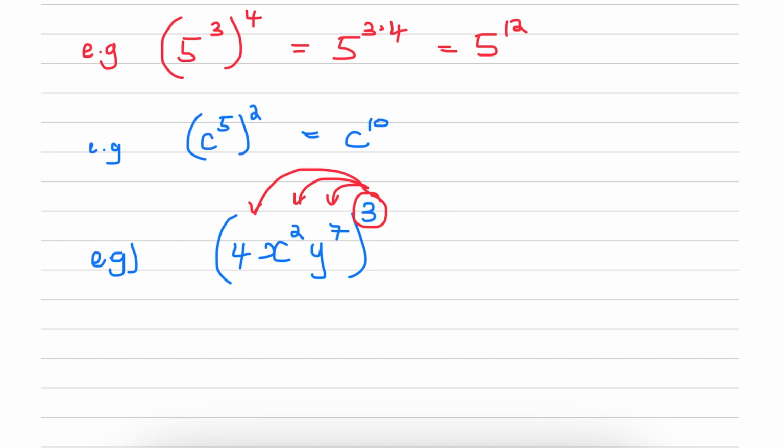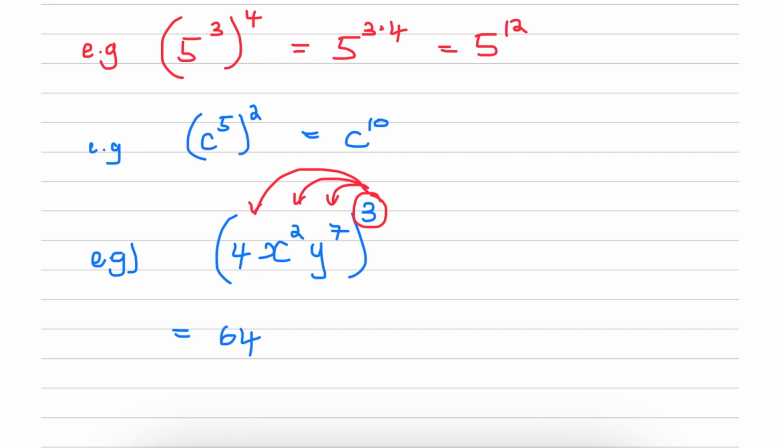So the 4 will be raised to the power of 3, the x squared raised to the power of 3, and the y to the power of 7 also raised to the power of 3. Okay, now we need to simplify. 4 to the power of 3 is 4 times 4 times 4, which is 64.